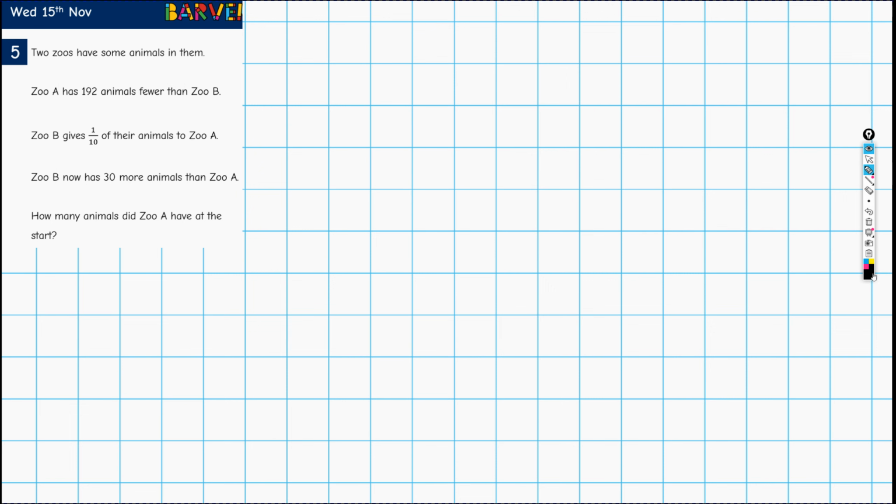So obviously we're going to draw a bar for Zoo A and we're going to draw a bar for Zoo B. And what I've noticed here is it says that Zoo B gives 1/10 of their animals to Zoo A. So I'm going to make things easy for myself, and draw a bar that has 10 parts. So that would be 1, 2, 3, 4, 5, 6, oh dear, 7, 8, 9, 10. Okay, so 10 parts.